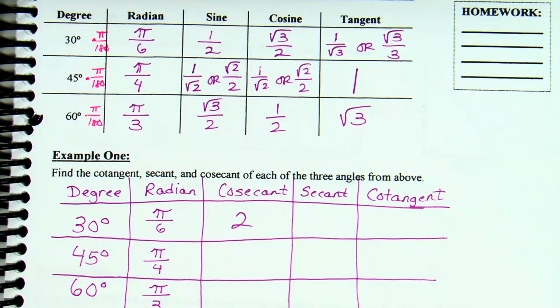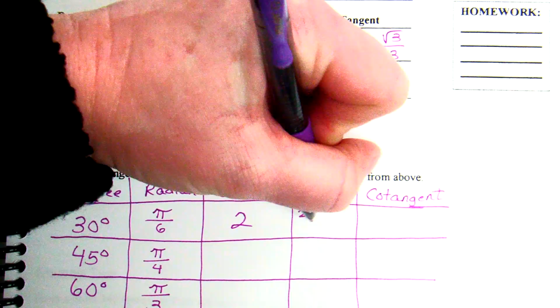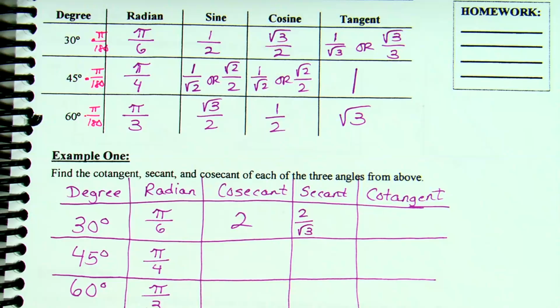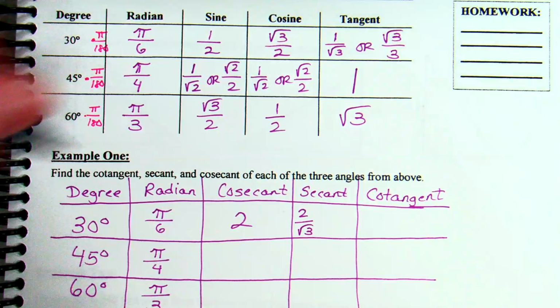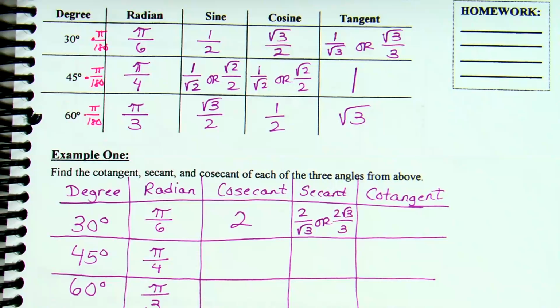Okay, what about secant? Secant of 30 degrees is going to be the reciprocal of cosine, which means, what am I going to say? Yeah. So, if we just flip it, it's 2 over square root of 3. The rationalized version is 2 square root of 3 over 3. What about the cotangent of 30? Reciprocal of tangent, which is?